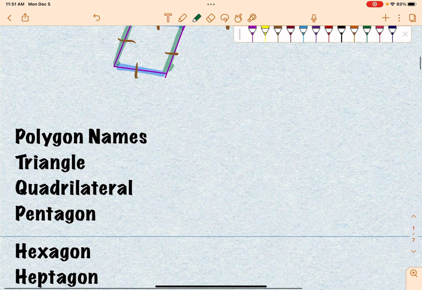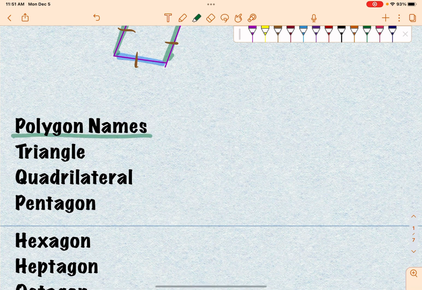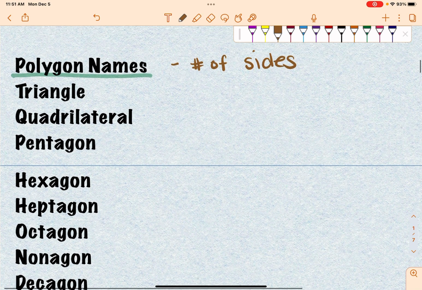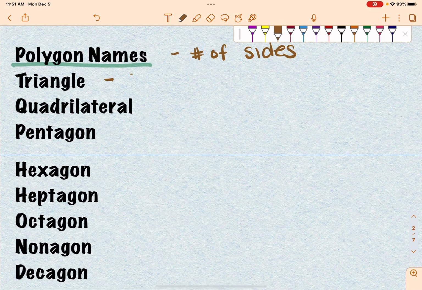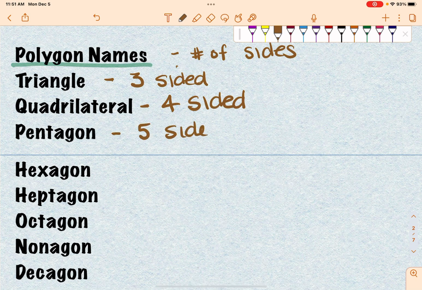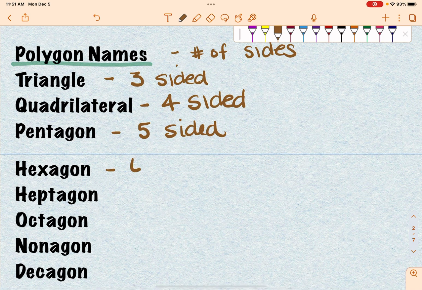Okay, now some of the other things that they talk about in this section have to do with polygon names. Polygon names are usually named by the number of sides for general names, sometimes by the kinds of angles they have. But these are the basic ones that you're going to see. So triangles are 3-sided. Quadrilateral is 4-sided. Pentagon is 5-sided. Hexagon is 6-sided.